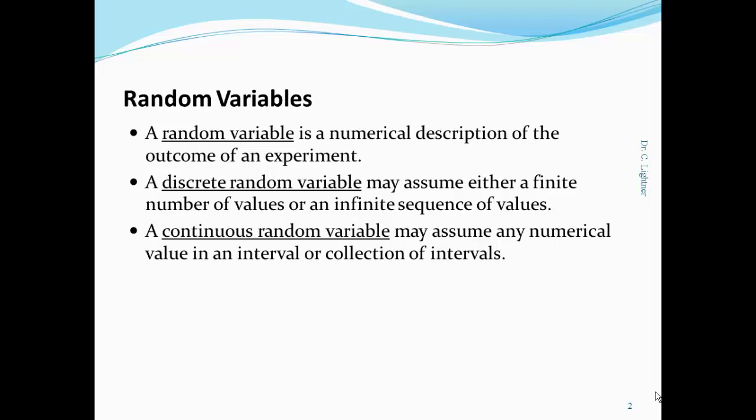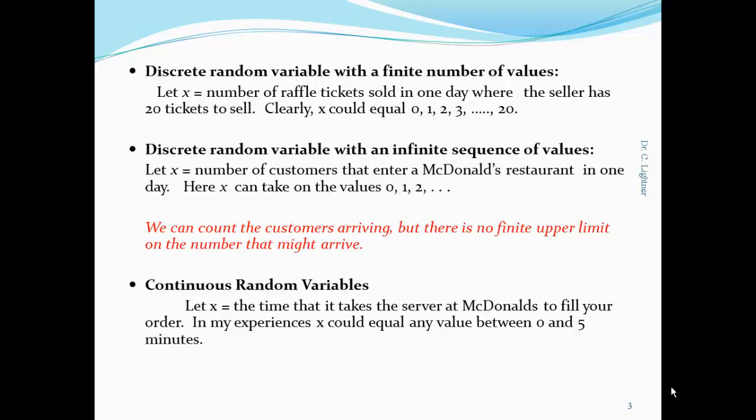A discrete random variable may assume either a finite number of values or an infinite sequence of values. A continuous random variable may assume any numerical value in an interval or collection of intervals. Some examples.